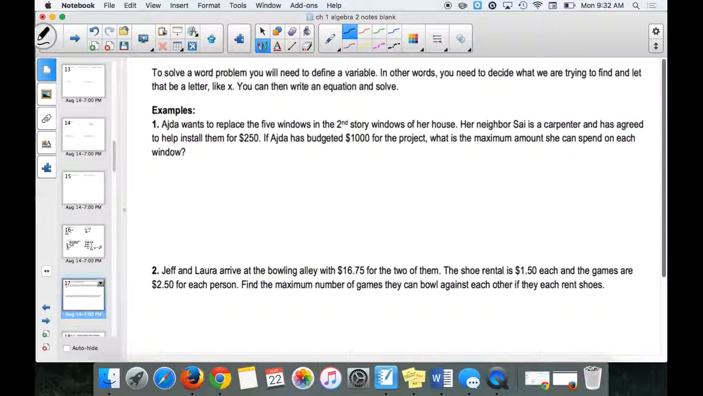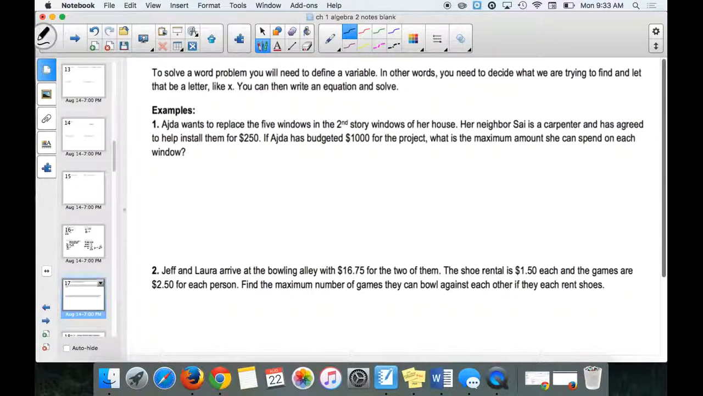All right, and then word problems. So it says to solve a word problem, you need to first define a variable. So we'll be doing more word problems in section 1.7, but we're going to do a few here. So it says, in other words, you need to decide what we're trying to find, and usually that's going to be your variable, like an x or whatever. So then you can write an equation and solve.